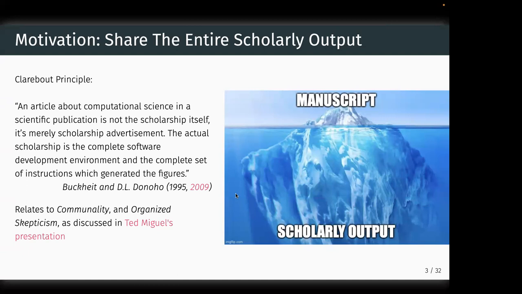And also, if you were at session number one of this series, where Ted Miguel talked about the Mertonian norms, this motivation is closely aligned with the idea of communality, that we want to share knowledge in its entirety. Or also around organized skepticism, because we should not take the manuscript at face value. We should be able to test it and investigate it in depth. So for that, we need the data and the code.